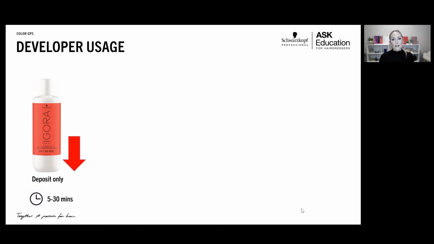However, for full color deposit or complete processing time, especially if you're going darker and making a color change, then it would be 30 minutes.